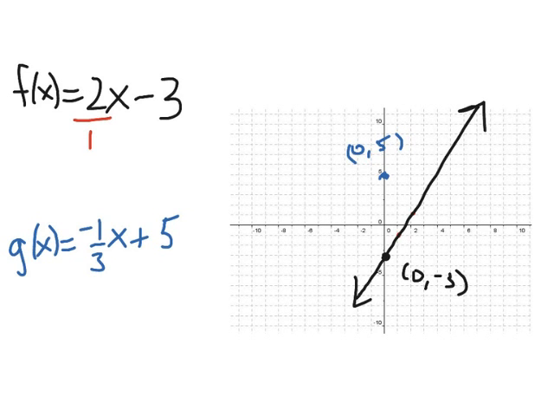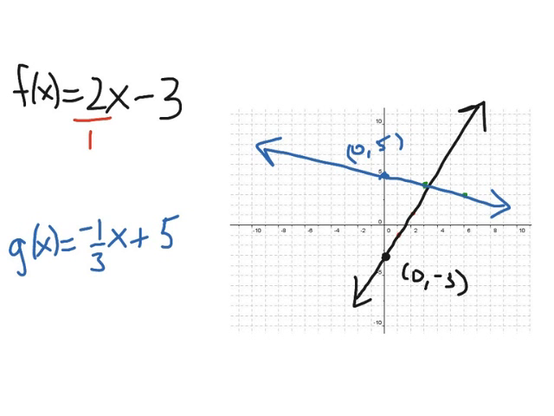So let's see. I go down 1 over 3. So that would be right there. And I could do it again. Down 1 over 3. Like so. And then I connect my dots. So you can see how that line is quite a bit flatter than the first line. And it runs in the opposite direction. It runs downhill as I go from left to right.